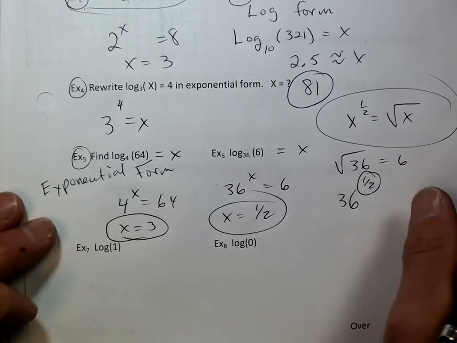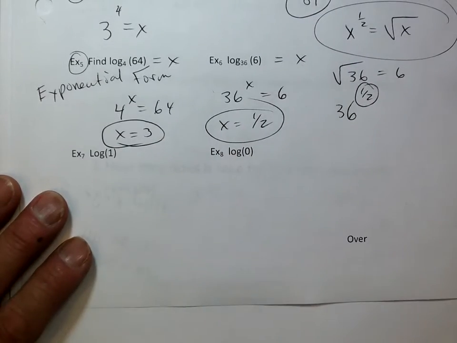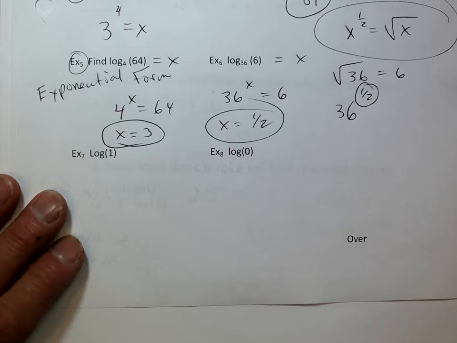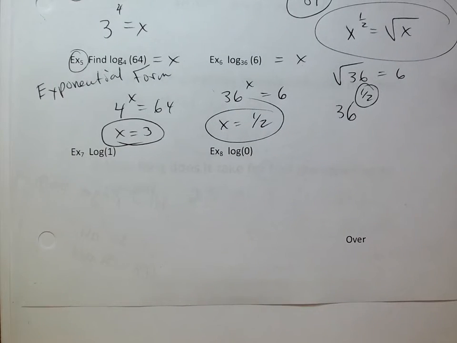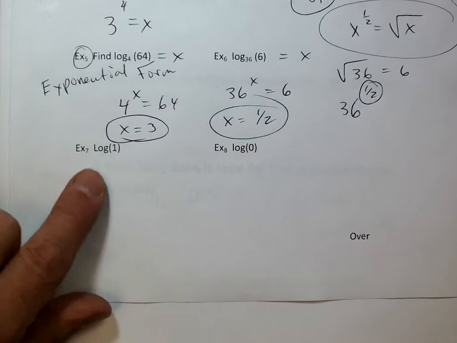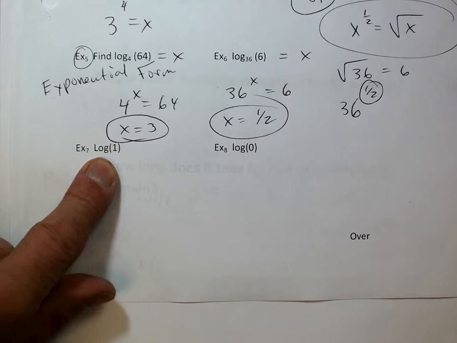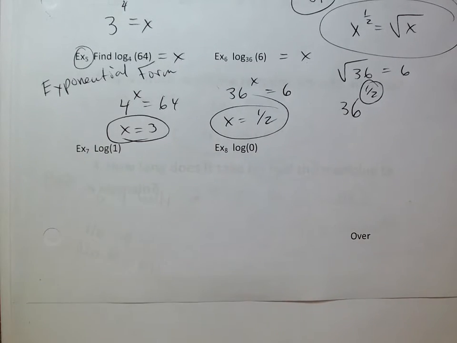Okay? Example 7. Log. Now this is a calculator log. We could do it on a calculator, but I don't want to. I want to do it in our brains. We could just go log 1, and guess what you're going to get is 0, but I want to show you why it's 0. Seriously, it's calculator log because there's no base. It's base 10. It's calculator log, right? So let's check it out.